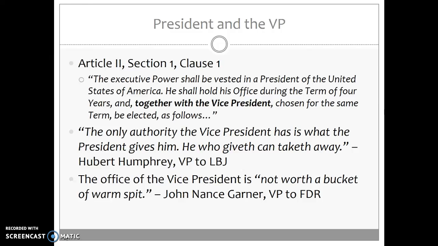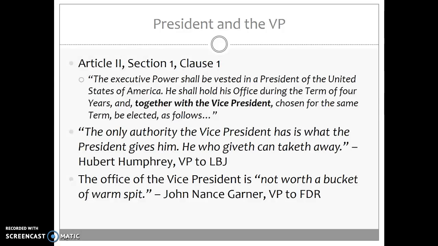So Article 2, Section 1, Clause 1, has really one of the only references to the vice president, other than his title as President of the Senate in the Constitution. It says the executive power shall be vested in the President of the United States of America, and he shall hold his office during the term of 4 years, and together with his vice president, chosen for the same term, to be elected as follows. The only authority the vice president has is what the president gives him. And the president can take that away. That is something that Hubert Humphrey said to LBJ.